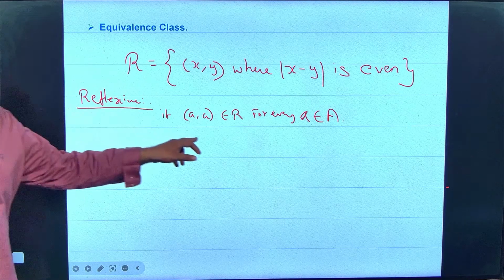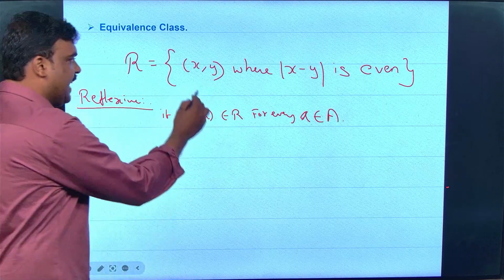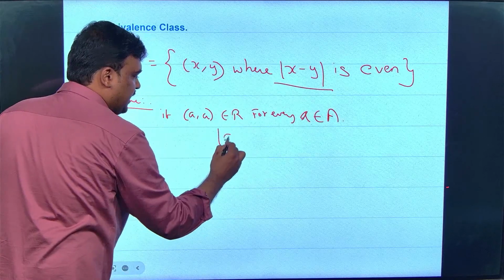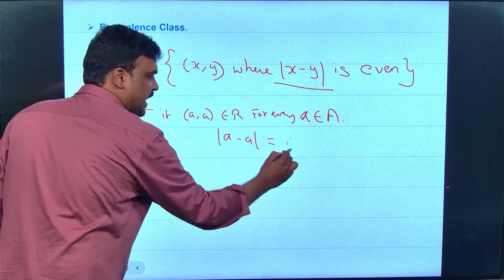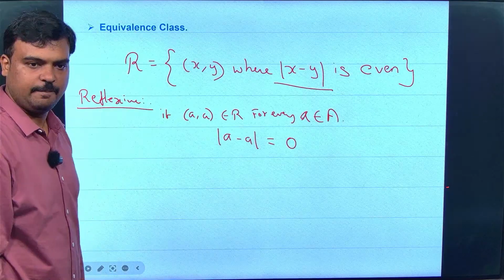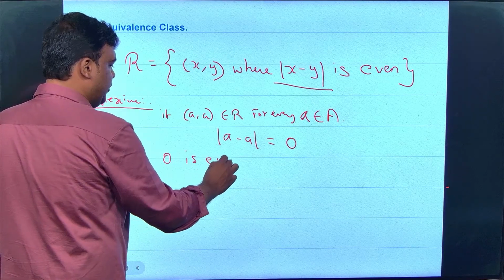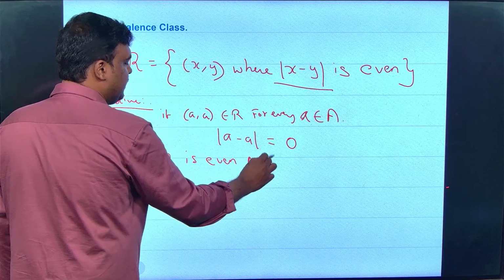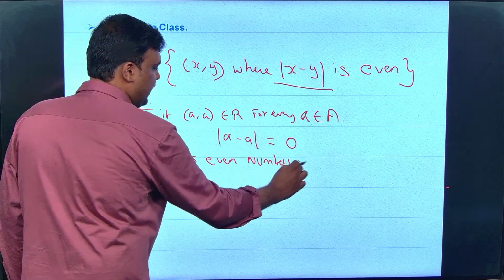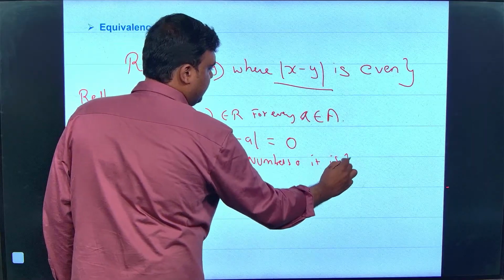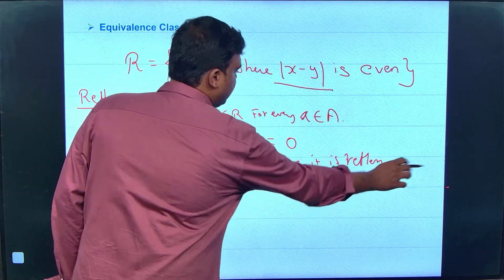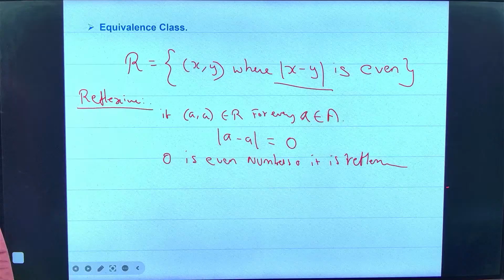First you write this. Now in this place, modulus of a minus a comes as 0. Write this. Then 0 is an even number. So it is reflexive. Guys, you got 1.5 marks for this. In a 5 mark question, this is 1.5 marks.